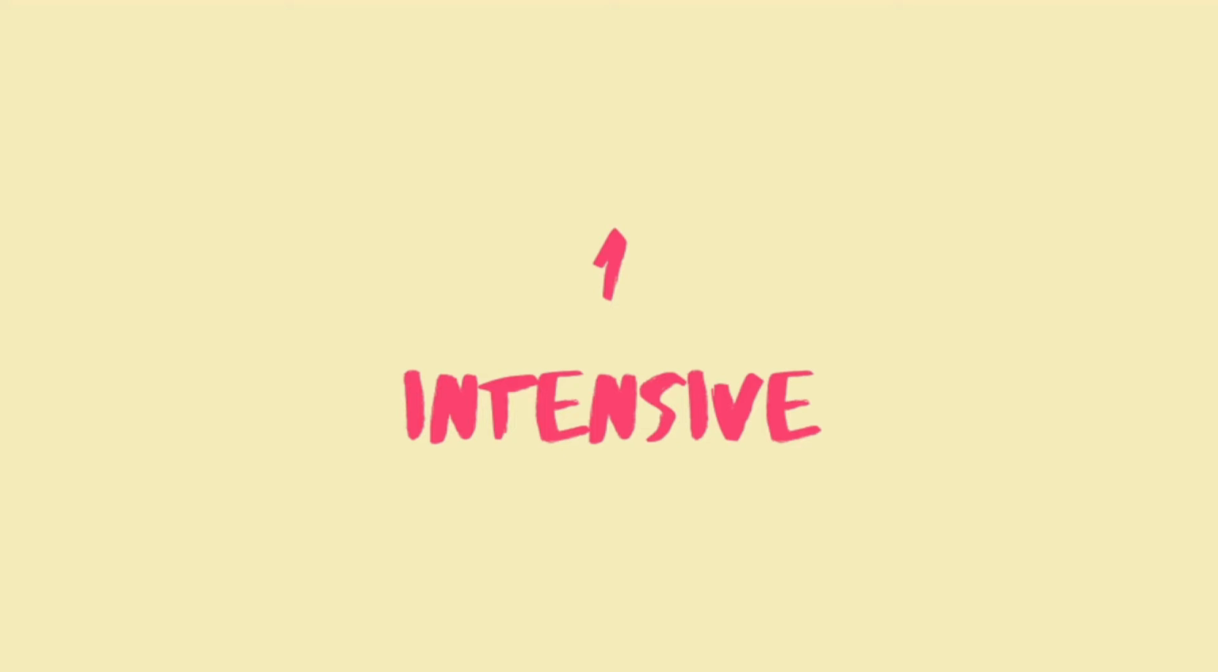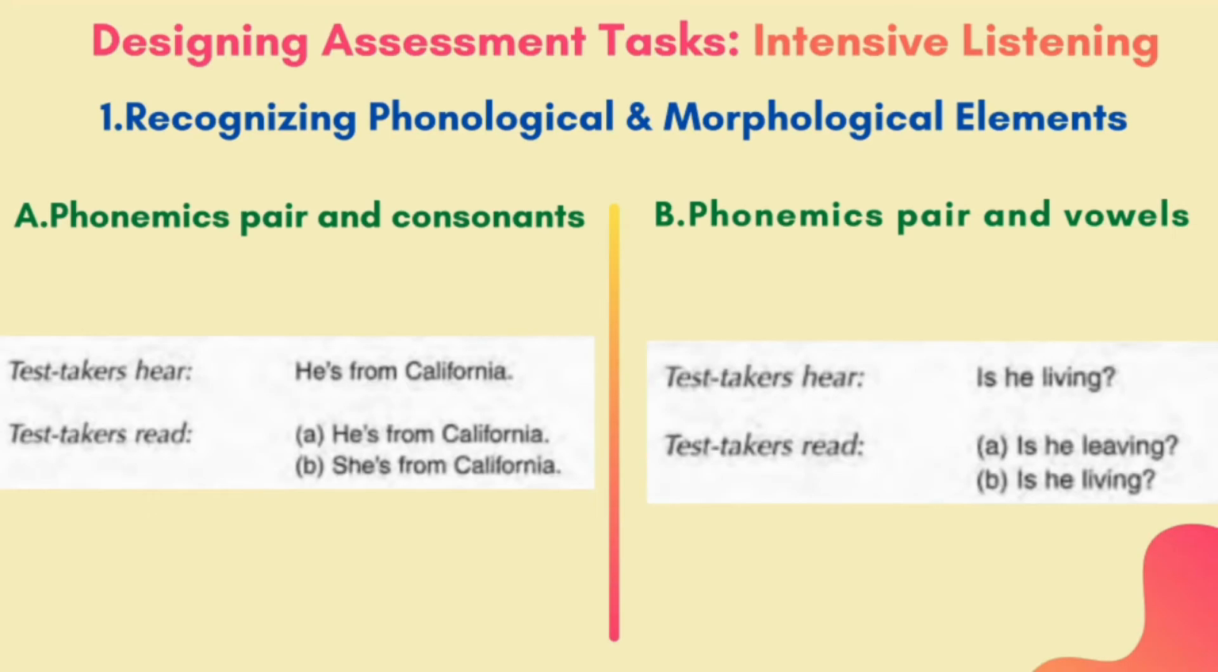The first one is intensive. Intensive is listening for perception of the components, such as phonemes, words, intonation, discourse markers, etc., of larger stretches of language. There are two types of intensive listening.